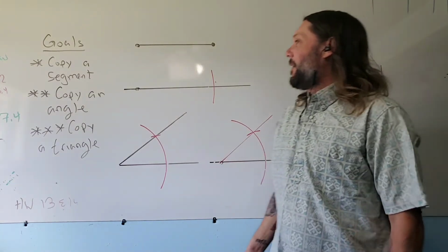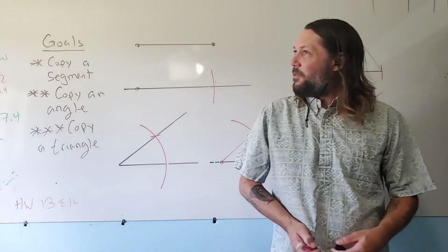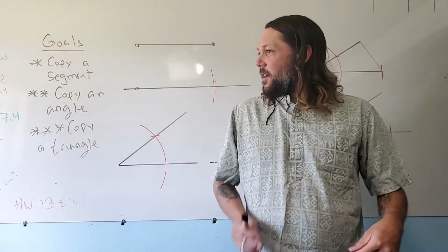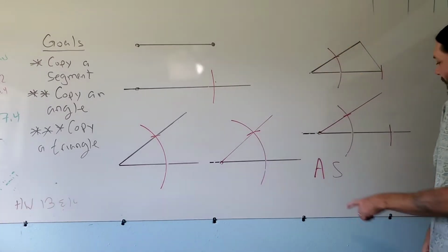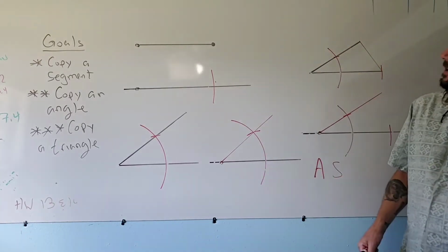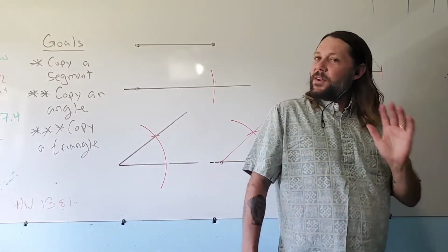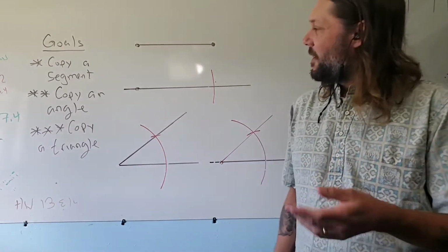I remember when I was in school, I thought I was going to be really funny. And I asked my teacher, Mr. Weeks, if you could copy a triangle by angle side side. And my teacher looked at me and he said, Chris, the only angle side side in this class is you. You cannot copy a triangle using that pattern.